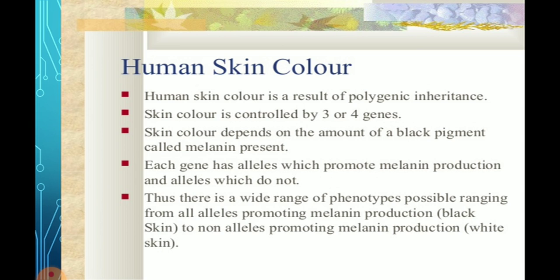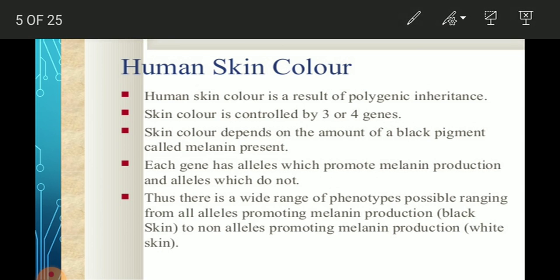So let's talk about a very common example, human skin color. Human skin color is a result of polygenic inheritance, and it is controlled by three or four genes. And genes definitely have pairs of alleles as well. The skin color depends on the amount of black pigment called melanin. We know that melanin produces the skin color in a human being.